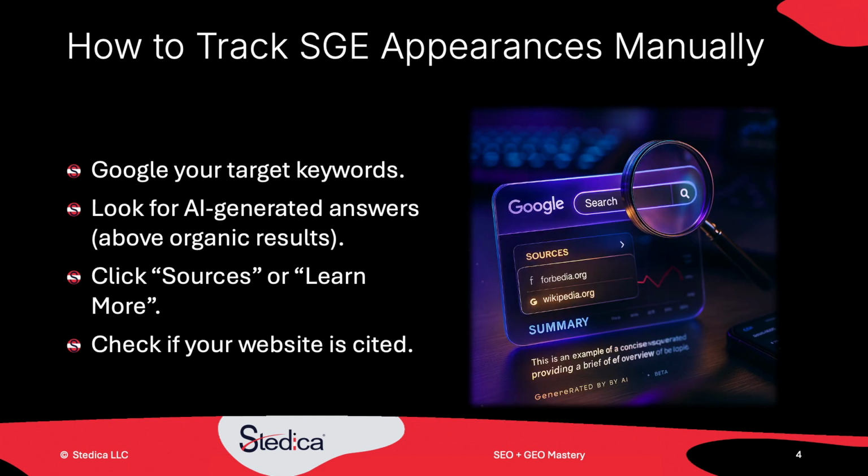3. How to track SGE appearances manually. You can track SGE appearances manually with a simple process. Step 1. Search for your target keywords on Google. Step 2. Look for AI-generated answers. These are typically displayed at the top, before the organic results. Step 3. Click the Learn More or Sources section of the SGE answer to see which websites were used. Step 4. Check if your website is listed as a source. If your site appears, that means Google's AI considers your content a reliable source.